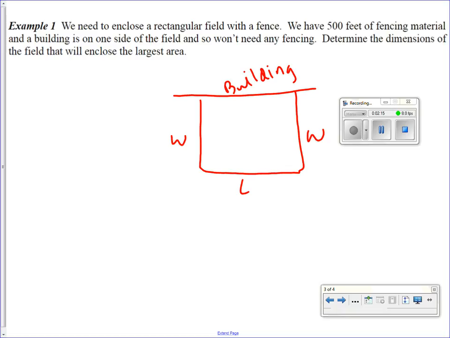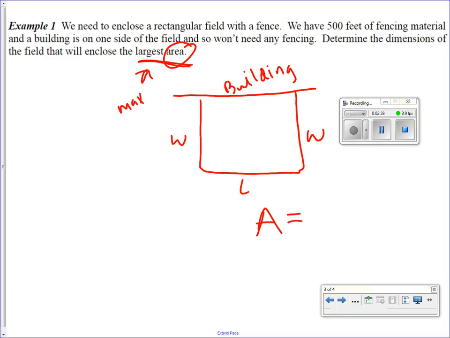So it says determine the dimensions of the field that will enclose the largest area. So I'm marking my text there. That's telling me that I am trying to, largest means maximize. I'm looking for a maximum area. So my primary equation needs to be an area equation.